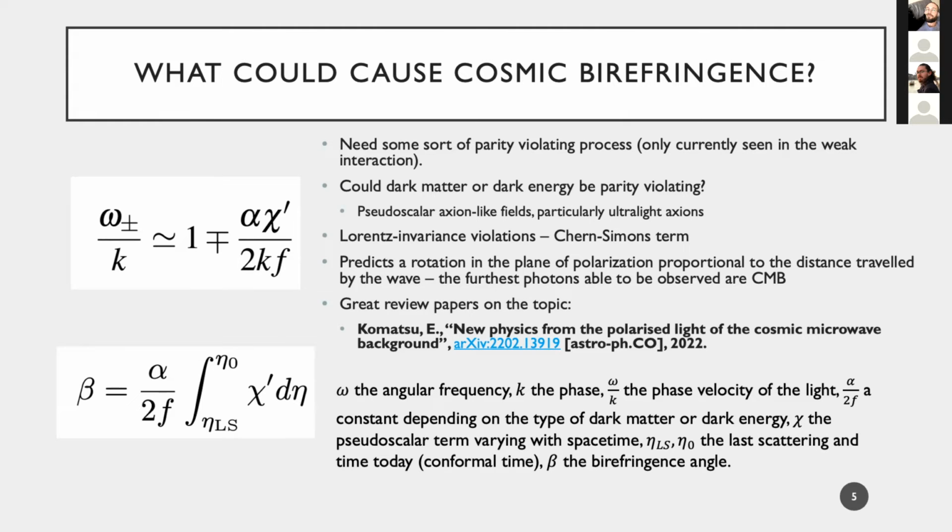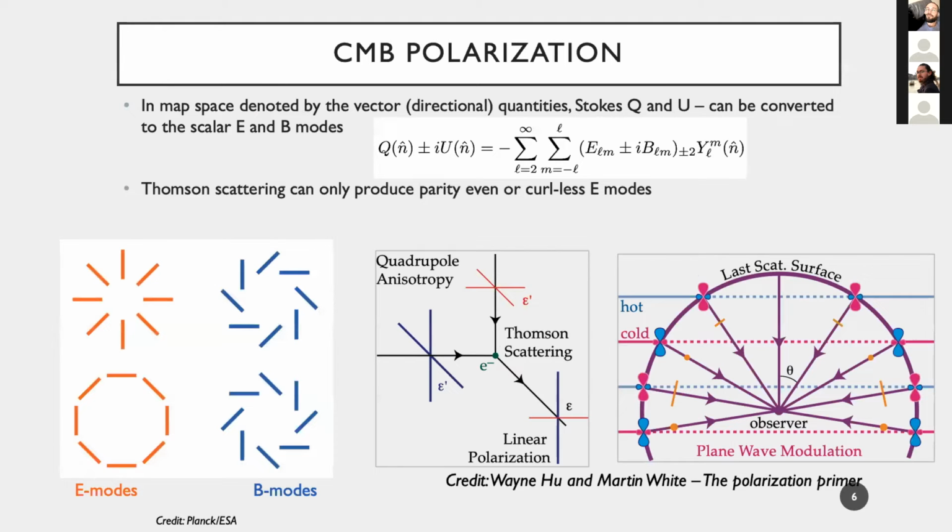Just really quickly here, because I think most people here are experts on this: with CMB polarization in map space, you usually have Q and U, which are directional quantities. So they depend on where you've measured on the map, but they can be converted into the scalar E and B modes, which don't have a direction anymore. You can see what those look like in the bottom left.